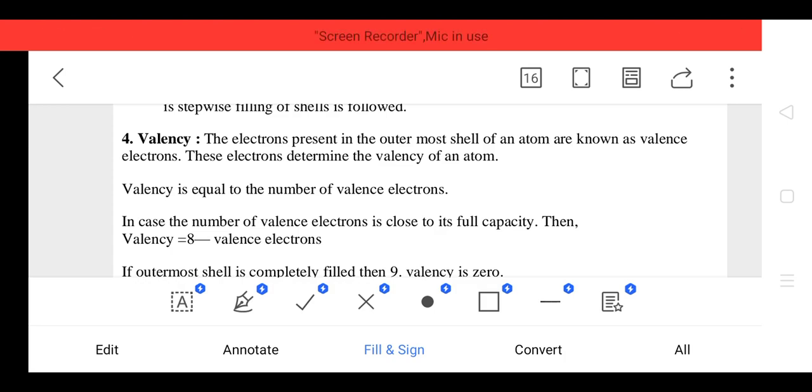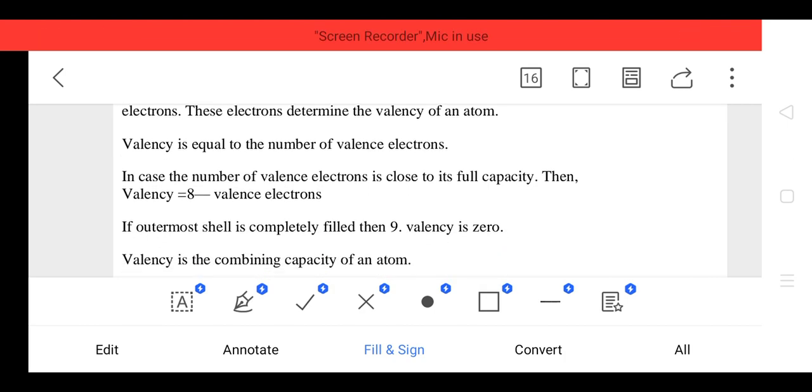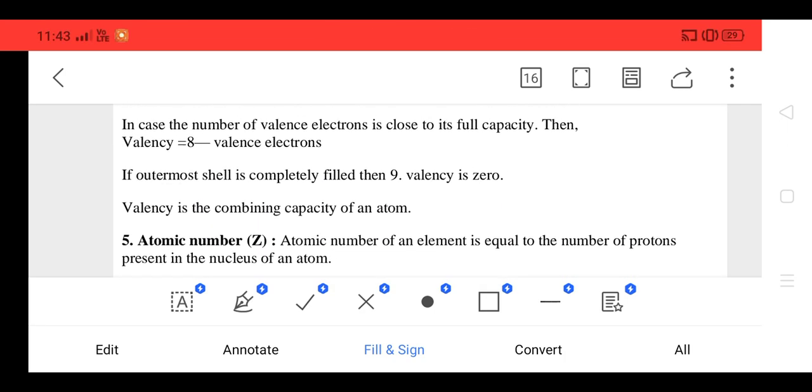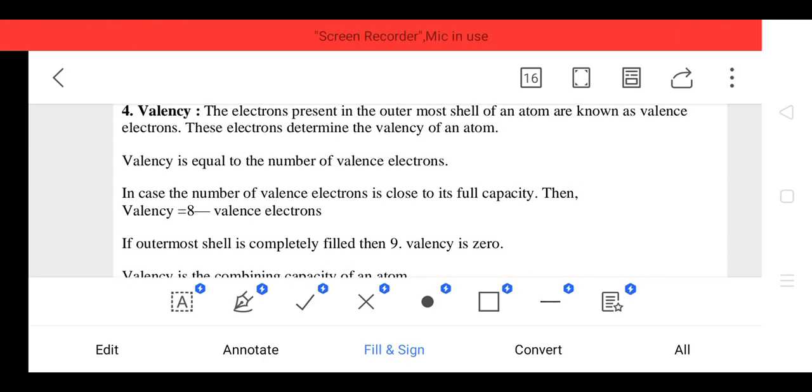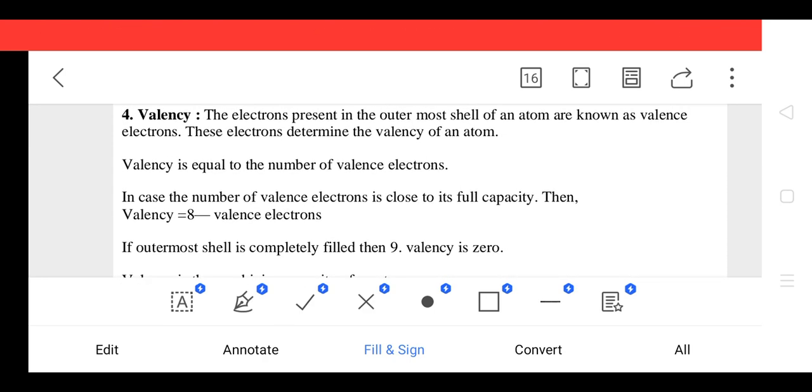Next one is valency. Valency is nothing but the number of electrons present in the outermost shell of an atom. These are called valence electrons. So these electrons are going to determine the valency. Valency is equal to the number of valence electrons in case the number of valence electrons is close to its full capacity.